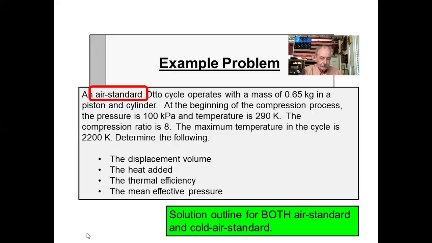That's going to be the maximum temperature after heat is added. Determine the following. This is a common assignment. The displacement volume. What does that mean? Displacement volume, that's Vmax minus Vmin. The heat added, that's going to be the number of kilojoules where we're modeling the combustion process.